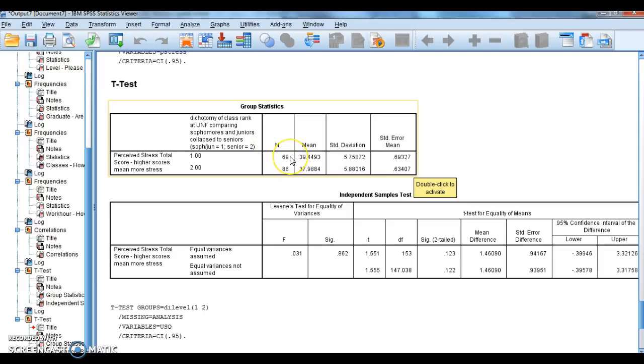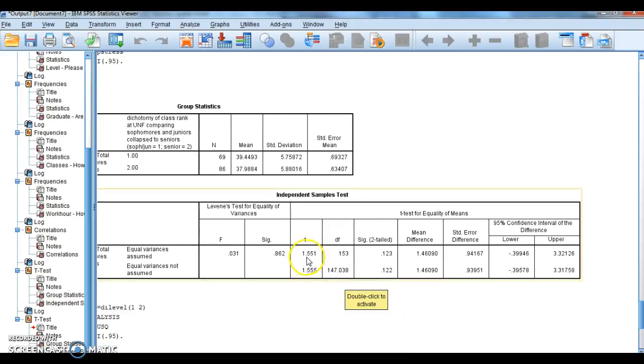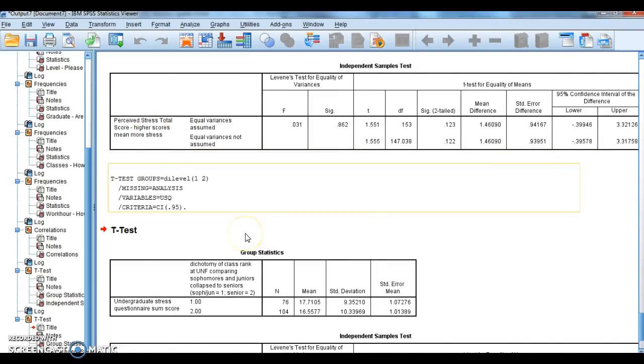So we have 69 sophomores and juniors, 86 seniors. This is the average they had for the perceived stress score, and you can see they're pretty close. The standard deviations are also very similar. And when you look down here, you can see that our t-test is 1.5. It is not significant because this is greater than 0.05. So we do not see a significant difference between sophomores and juniors and seniors on their perceived stress.